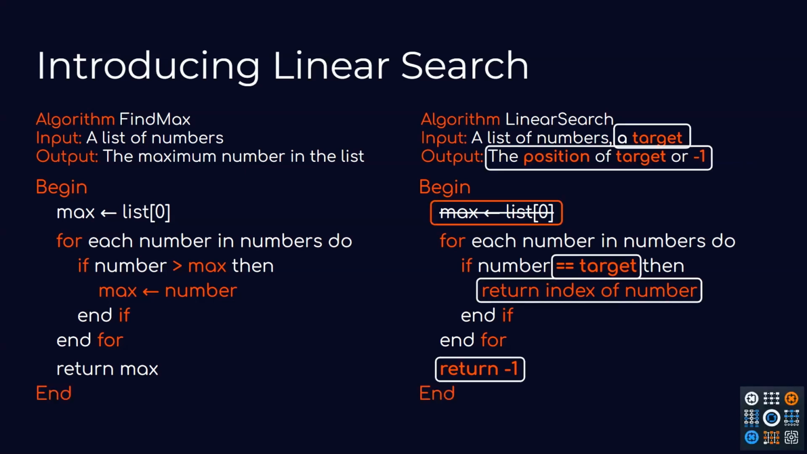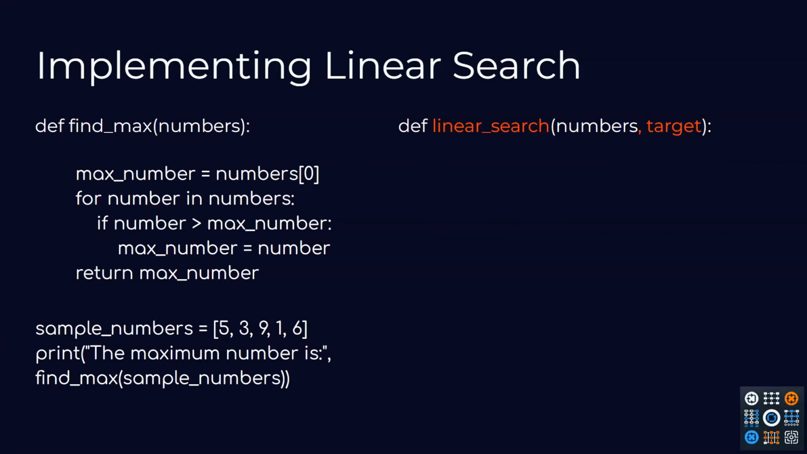You may pause and notice the differences highlighted in linear search compared to the findmax algorithm. Let's move on to the implementation. On the left, we have the findmax function as before. On the right, we begin writing the linear search function. Just like in findmax, we start by defining the function with its input parameters. In linear search, these parameters are the list of numbers and the target value we are searching for.